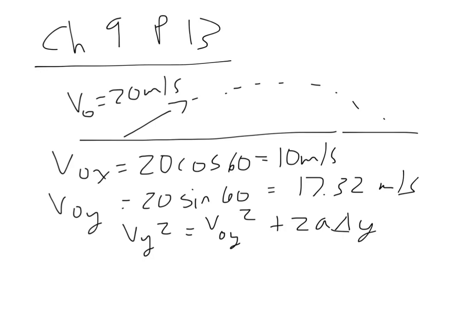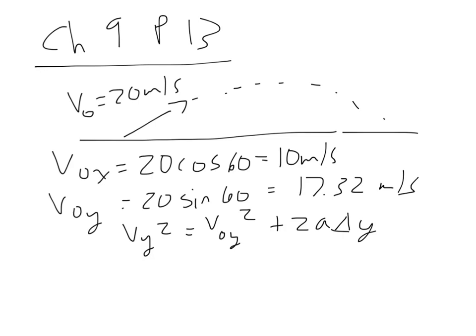We have a velocity of 20 meters per second at an angle of 60 degrees. We can break that down into an x and y component, as I've done below. We get a v naught x, an initial velocity in the x direction equal to 10 meters per second, and an initial velocity in the y direction equal to 17.32 meters per second.